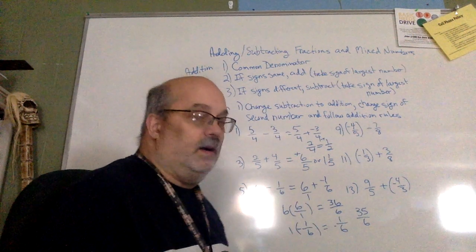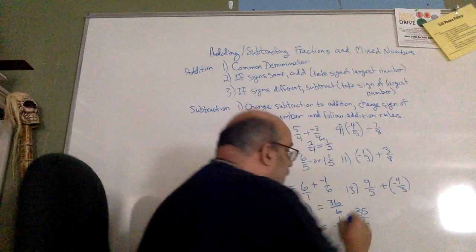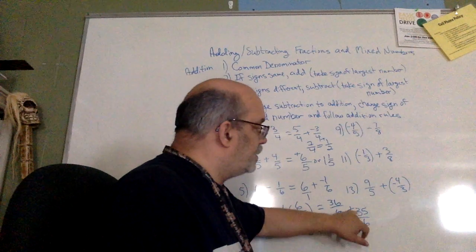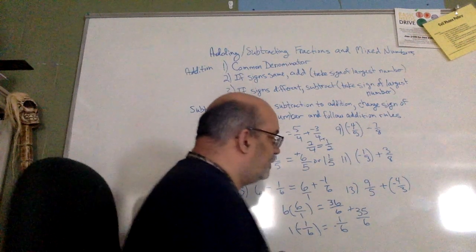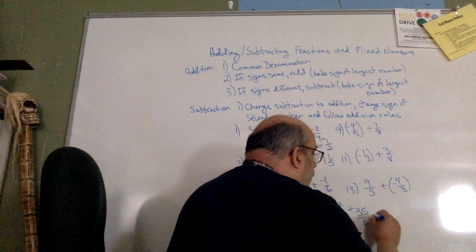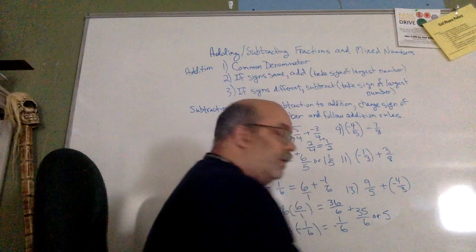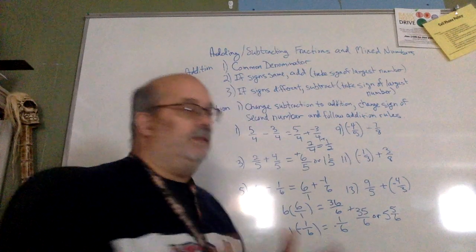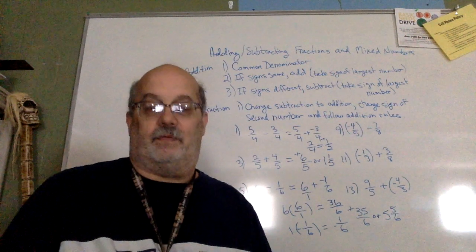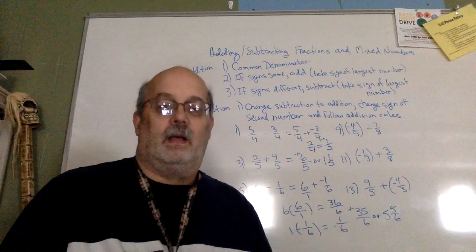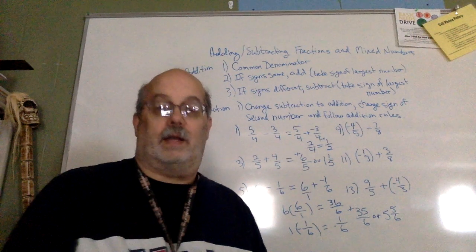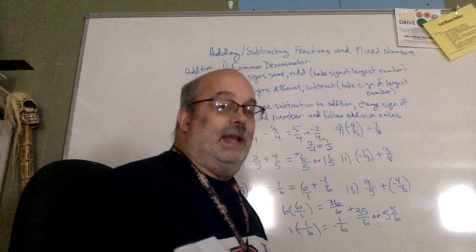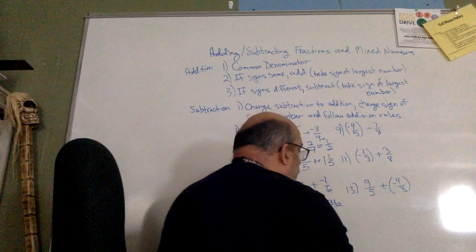36 is larger than 1, so it's positive. We could leave it like that, or we go 6 goes into 35 5 times with 5 left over. So it could be, as a mixed number, 5 and 5/6. We're going to move on to our next problems. I'm going to do a little cleaning up so we have some room.